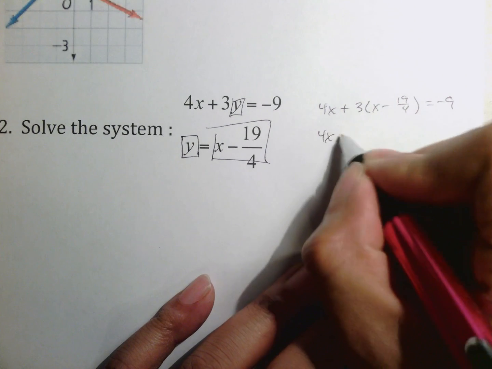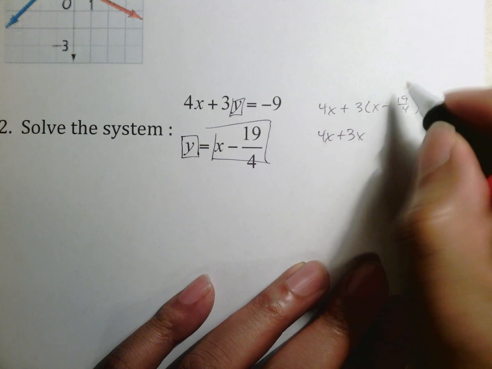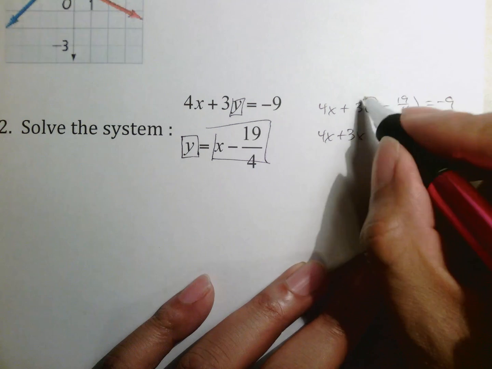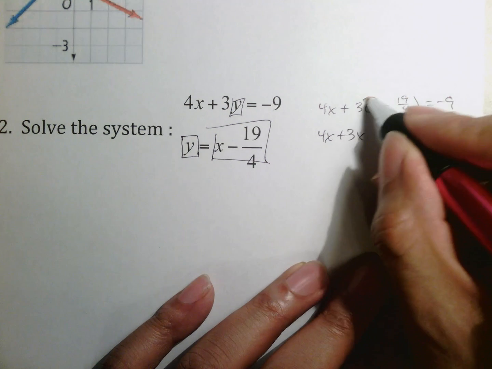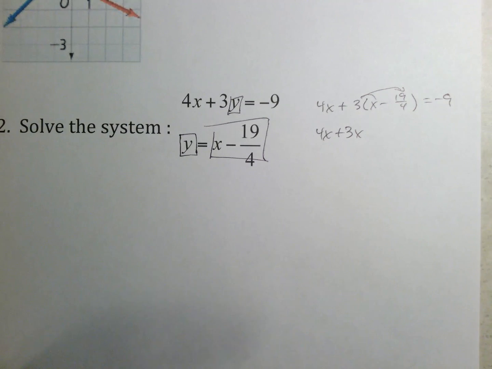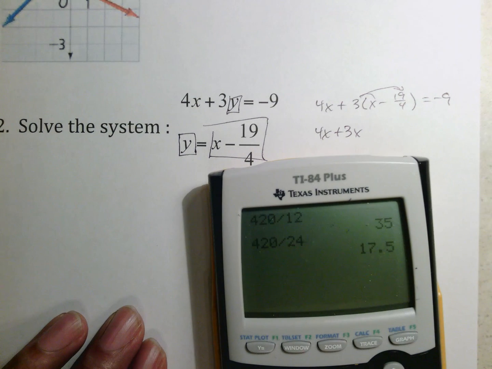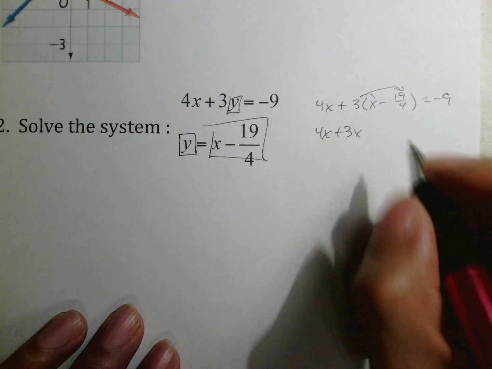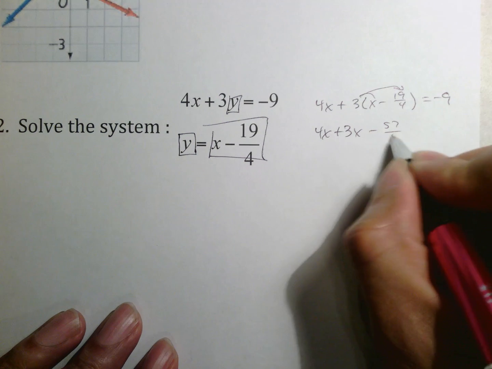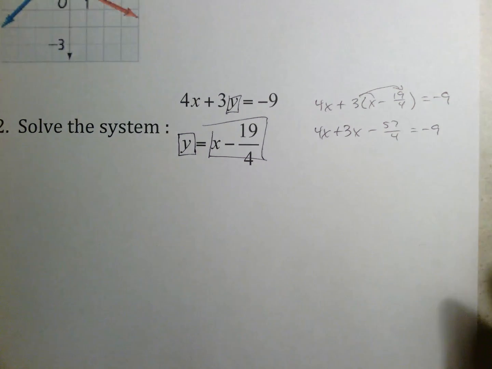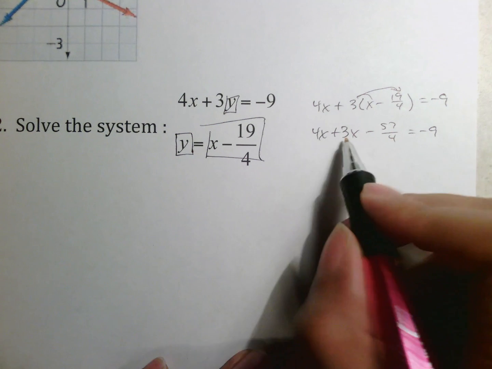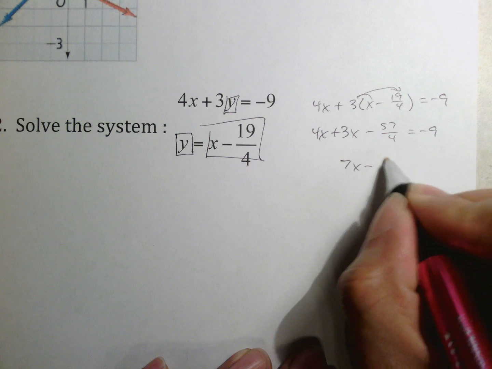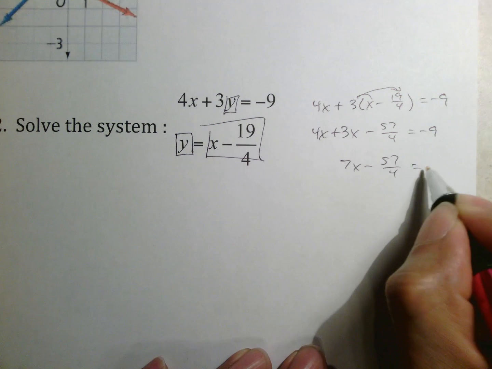We have 4x plus 3x, because that gets multiplied. And then if you remember fraction times a whole number, multiply the 3 times the top number, so 3 times 19, which is 57. So minus 57 over 4 equals negative 9. Let's put our like terms together first. So you end up with 7x minus 57 over 4 equals negative 9.